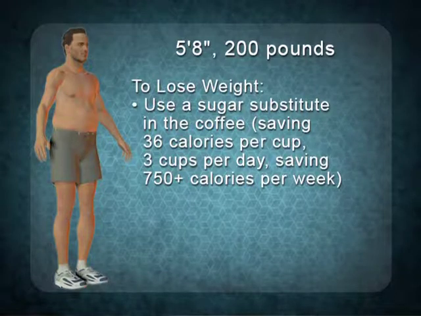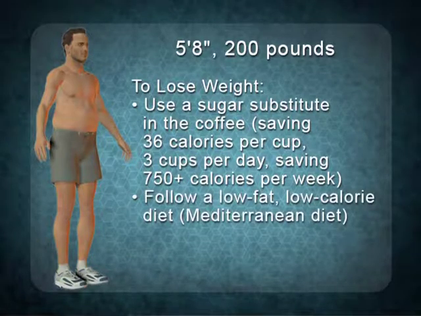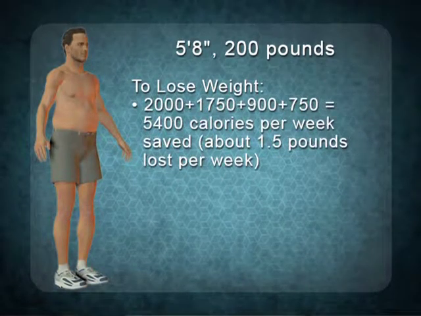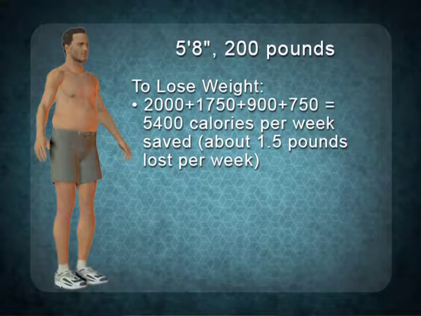Again, because of his waist circumference, we might be looking for a low-fat, low-calorie diet for him, and a Mediterranean diet plan would be a good fit. So when we add up all the numbers, 2,000 calories lost here, 1,750 here, 900, 750, he would lose about 5,400 calories per week and lose weight at about a rate of 1.5 pounds per week.